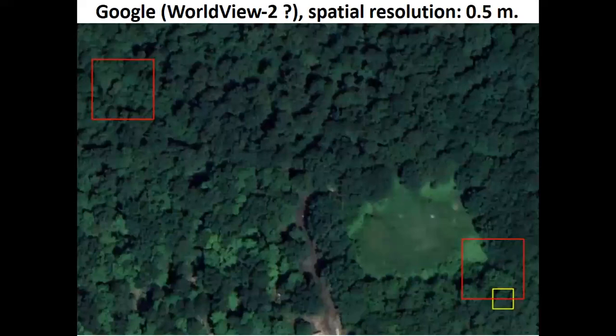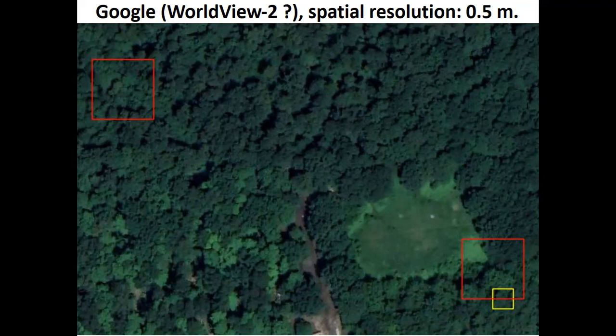For example, I just took this picture from Google, which employs high resolution images. Probably in this particular area it is a WorldView 2 satellite, and it has a pretty high spatial resolution. Each pixel of the WorldView 2 image is 50 by 50 centimeters, so you can see many details. Practically, you can see every branch in the tree. You can see some open space, some roads in the forest.